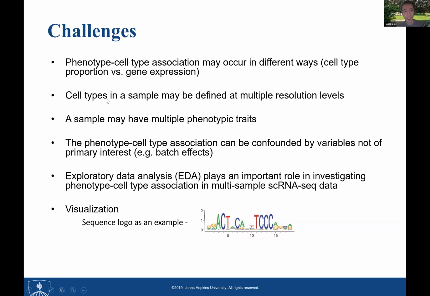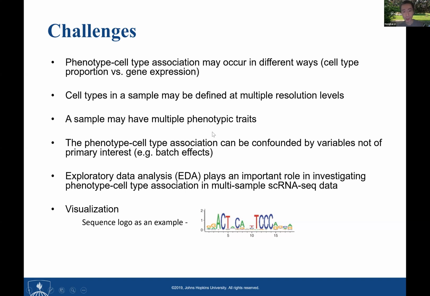Second, cell types can be defined at multiple resolution levels. For example, your immune cells contain, say, B cells and T cells. Among T cells, you can also have CD4 T cells and CD8 T cells. And even within CD8 T cells, you can have different subsets of cells with different effector phenotypes. So a priori, it is also unknown which cell type resolution provides the strongest association with the phenotype. Therefore, it further complicates your analysis.